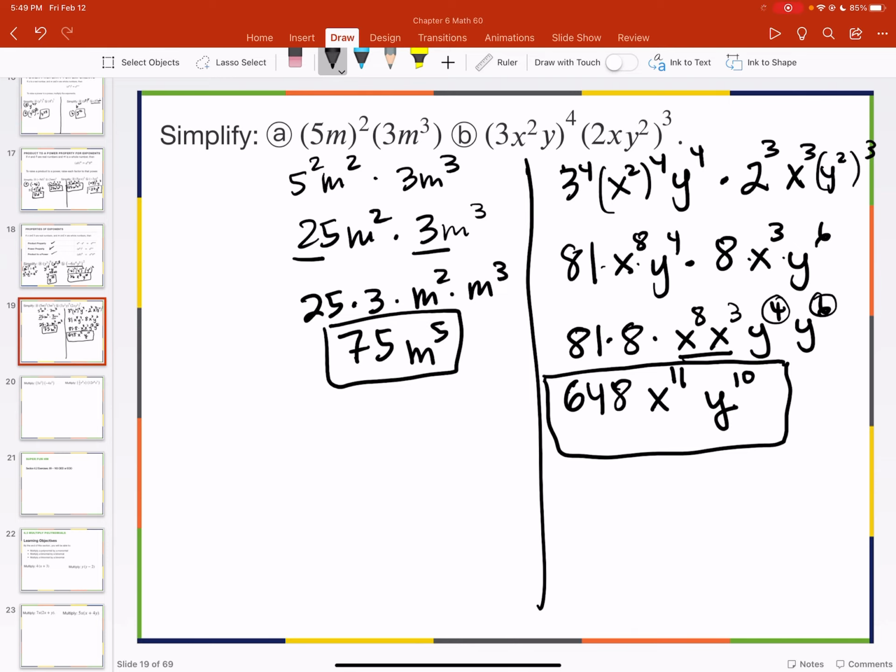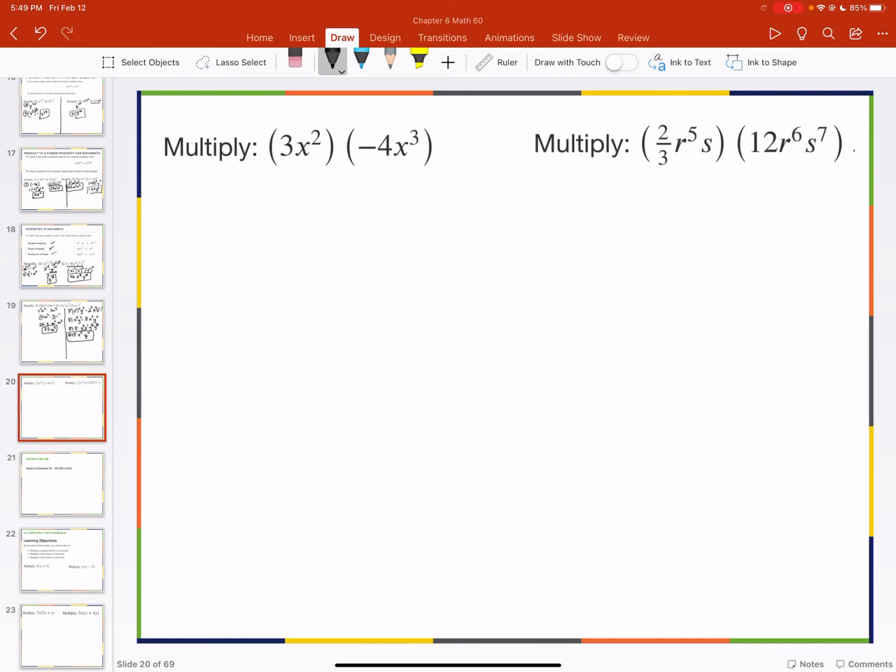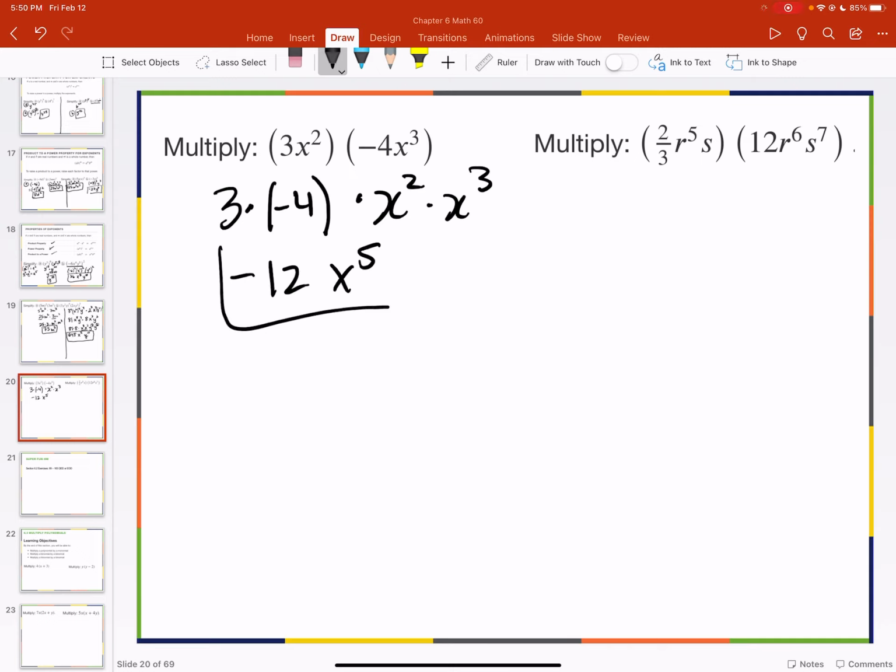Okay, let's do a few more, I guess. These are the same thing that we've been doing, but let's go ahead and do a couple more for funsies. So this is multiplication. So this is like saying 3 times negative 4 times x squared times x cubed. So that's going to be negative 12 x to the power 5.